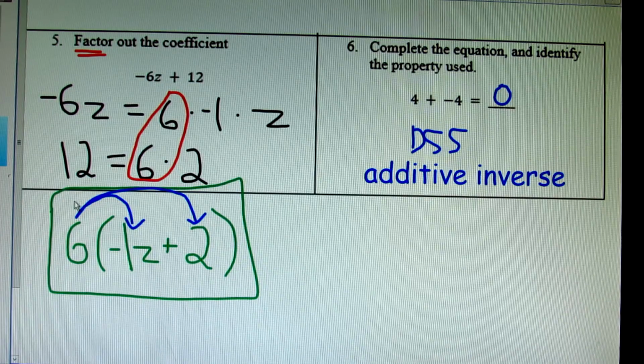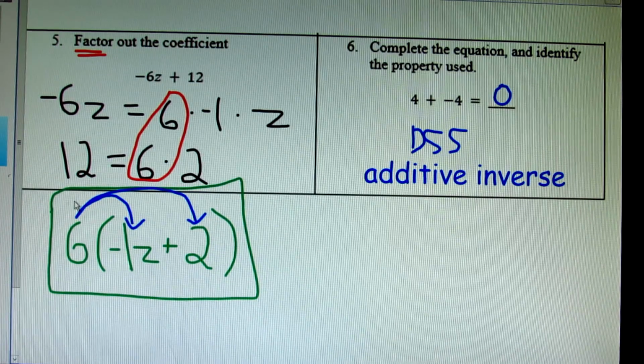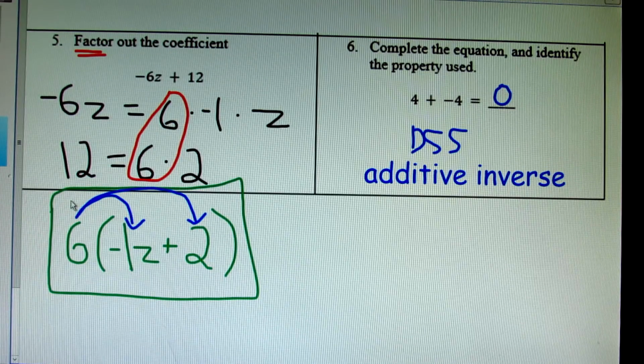What you're going to do now is you're going to do the back of your worksheet independently, and you're going to watch the second part of the video to go over the second part of the worksheet.